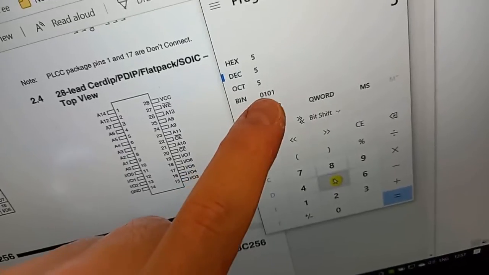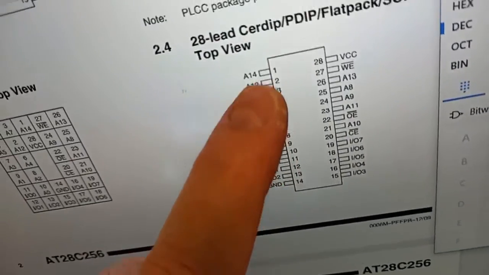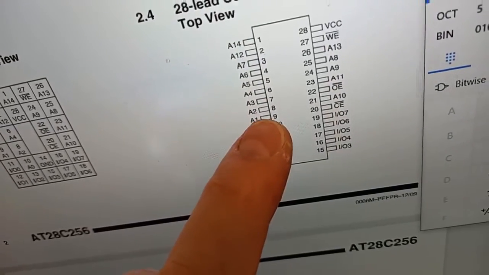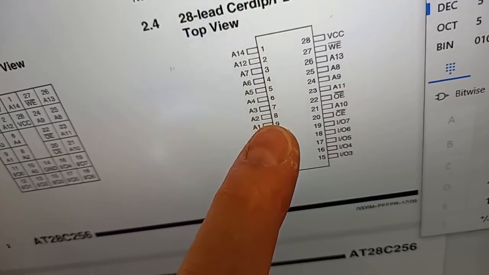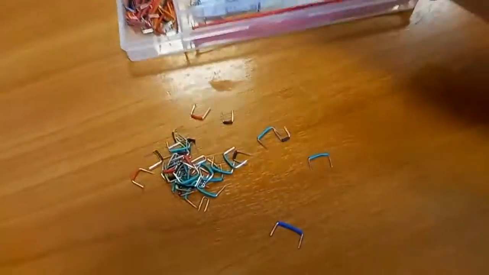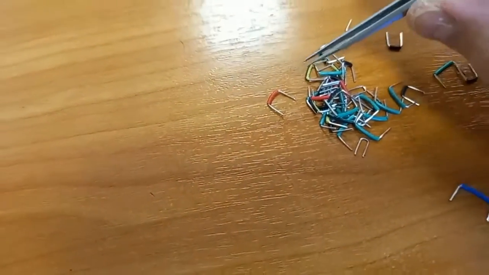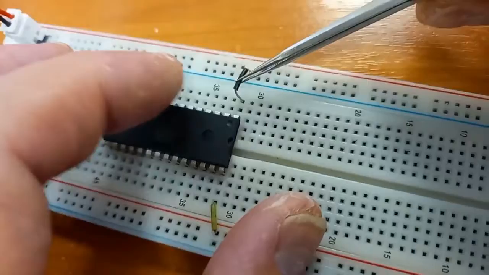All the rest are 0. So all of these we connect to 0 except for 3 legs, A0, A1, A2. That's 1, 2, 3, 4, 5, 6, 7. 7 legs we connect to 0. So we get the 0 and we connect it to leg number 1.